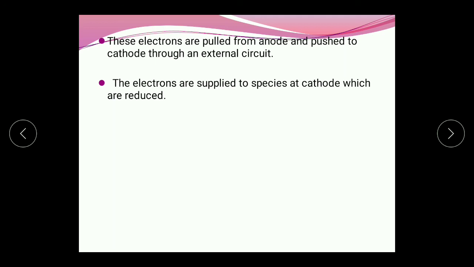We will see in detail about electrolysis of molten NaCl in the next session. For today, this is enough.